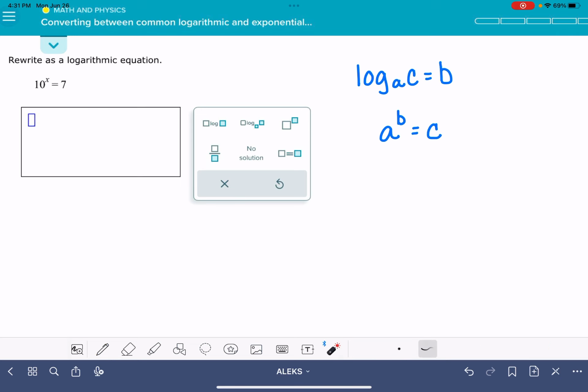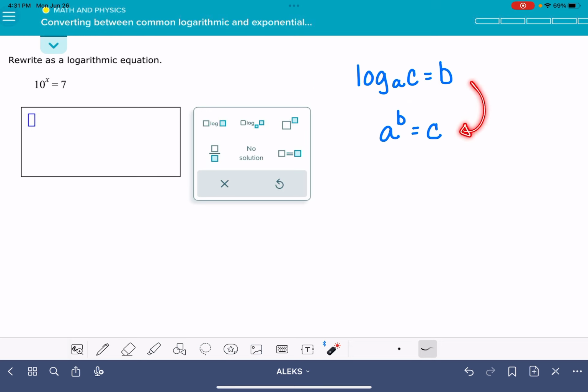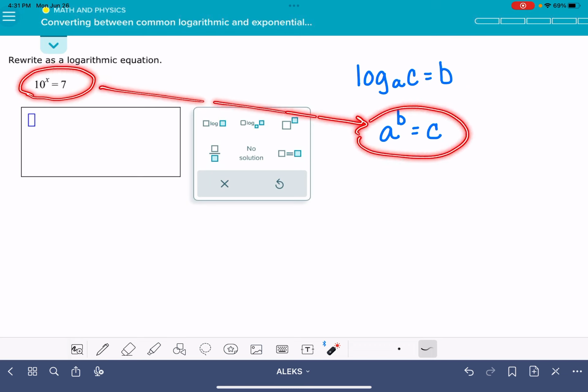In this problem, you're going to be given an expression in either this format or this format, and you're asked to convert it from one to the other. So for my problem, I have been given a number that is in exponential notation, and I'm being asked to write it in log notation.